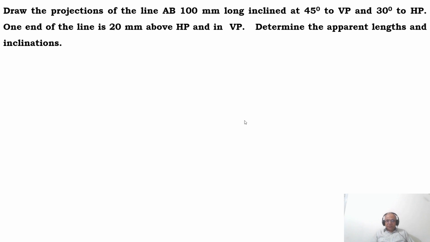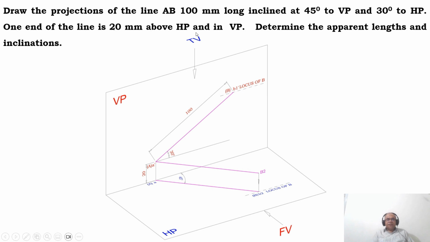Now we'll try to see the three-dimensional sketch. So here he says, a line AB 100 mm long is inclined at 45 degrees to VP. Since the inclination is given with respect to VP, you have to see it in HP. That means it will be the top view. And 30 degrees to HP, so that means it will be in VP. One end of the line is 20 mm above HP and in VP.